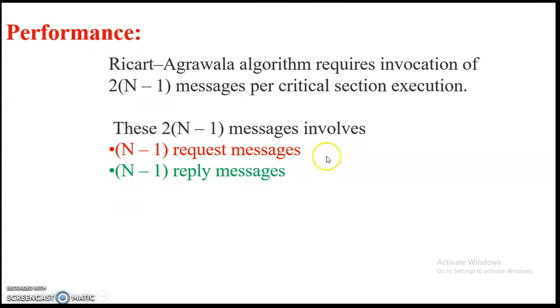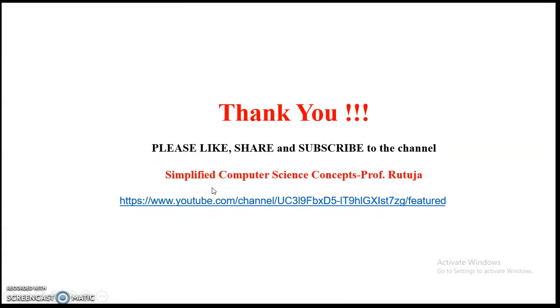In our example, we have 3 processes. So n minus 1, that is 3 minus 1, is 2: 2 request messages and 2 reply messages. So that's it from my end for the Ricart-Agrawala mutual exclusion algorithm.